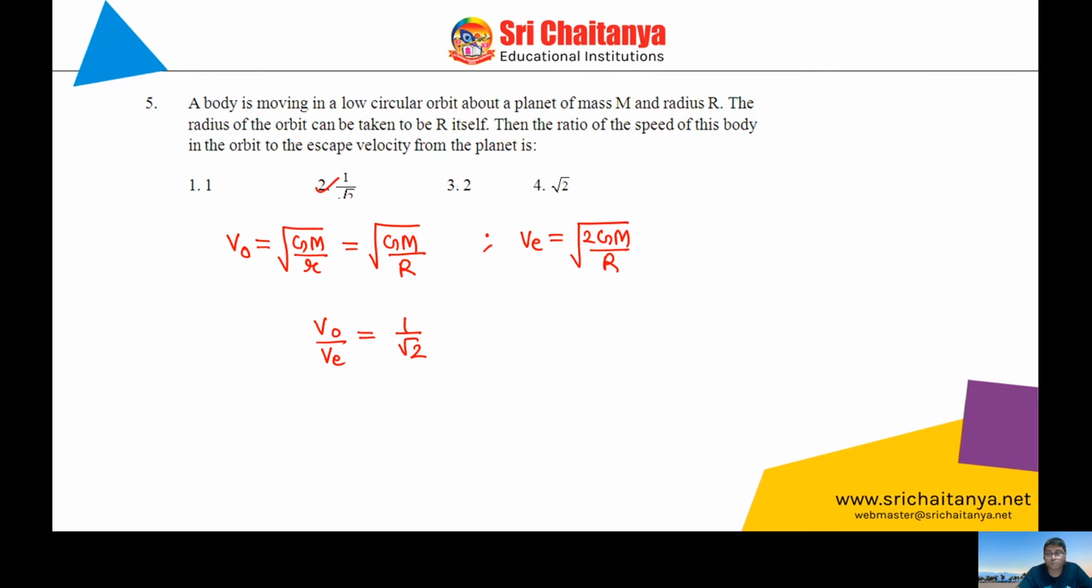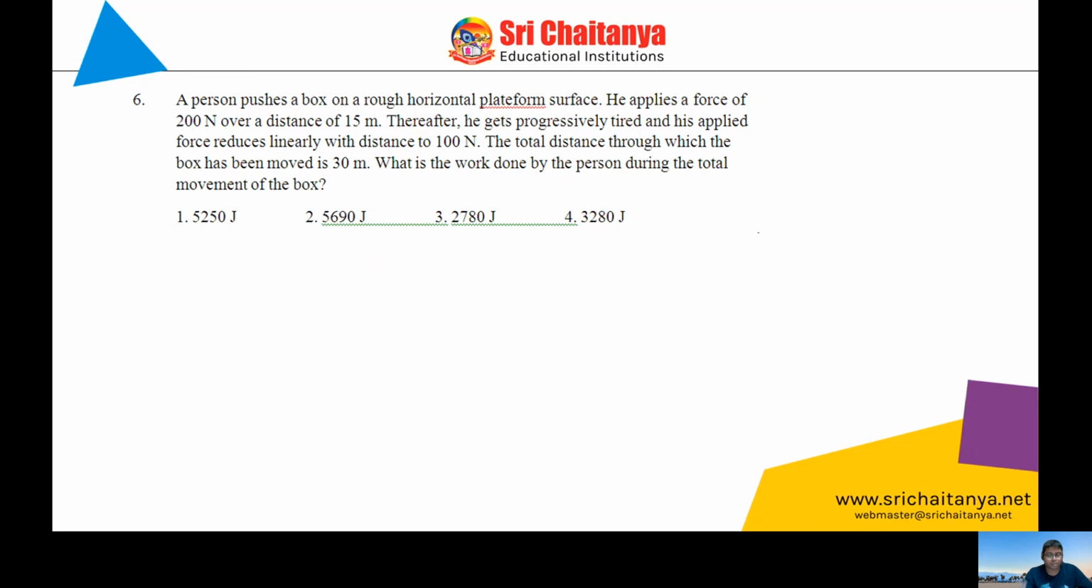So now let's move to question number 6. Question number 6 is also a very simple one, and that is from the work energy chapter. Let me read the question for you. A person pushes a box on a rough horizontal platform surface. He applies a force of 200 Newton over a distance of 15 meter. Thereafter, he gets progressively tired, and his applied force reduces linearly with distance to 100 Newton. The total distance through which the box has been moved is 30 meter. What is the work done by the person during the total movement of the box? So we must realize that the person is applying variable force.